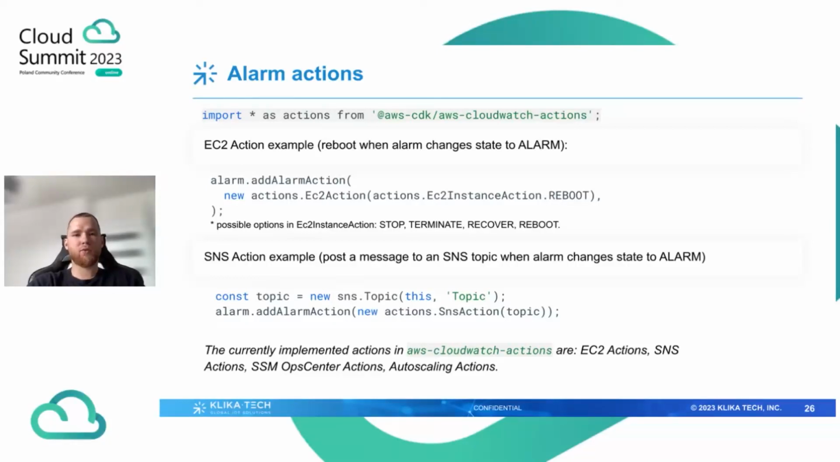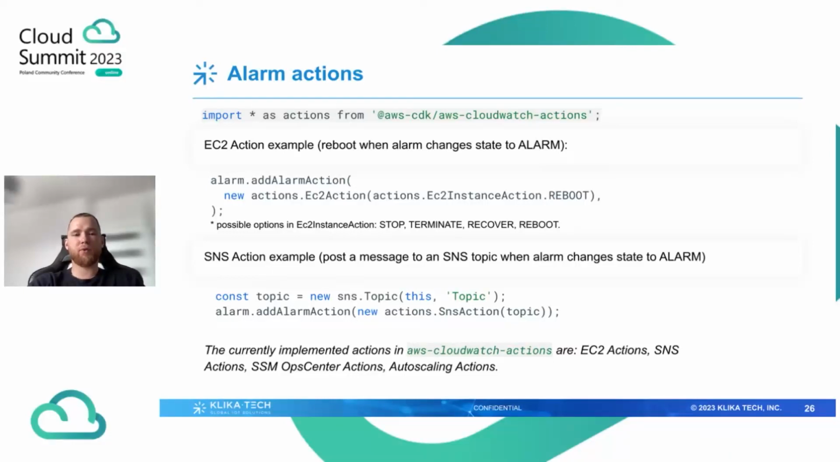The EC2 instance action provides various options that you can choose based on your requirements. These options include the ability to stop, terminate, recover, or reboot the EC2 instance. Moreover, CloudWatch can send notifications to an Amazon SNS topic when an alarm is triggered. This allows users to receive alerts via email, SMS, or other channels.